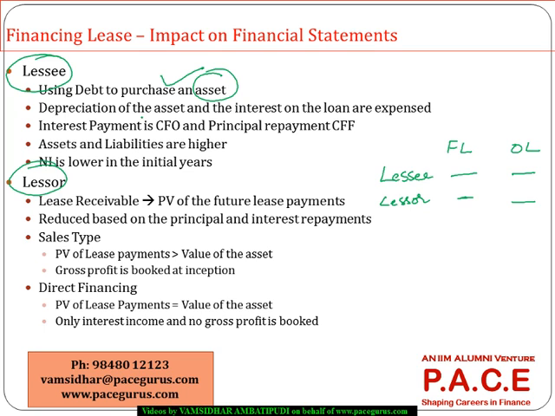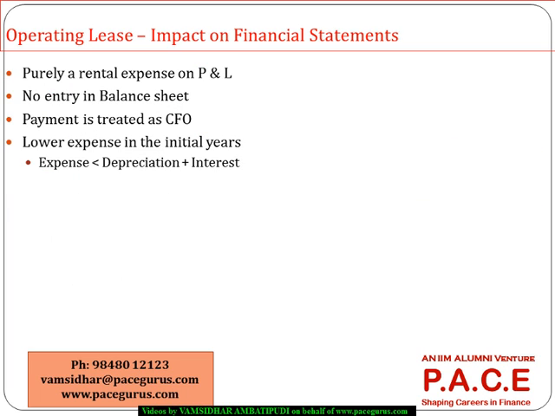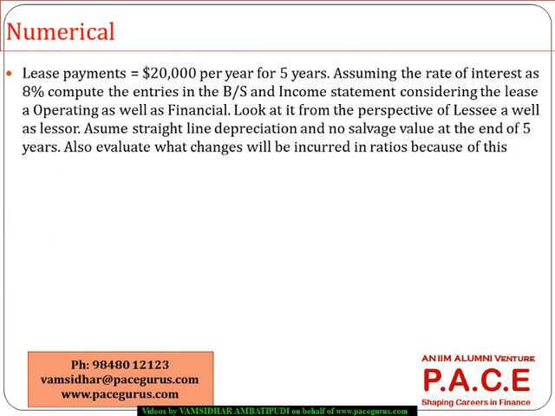So let me look at a simple numerical and try to explain all these things straightforward. Okay, we are talking about an annual lease payment of 20,000 per year for 5 years. So I have got into a lease agreement where it says I pay 20,000 per year for a 5-year period. Okay, assuming that the rate of interest is 8%, compute the entries.